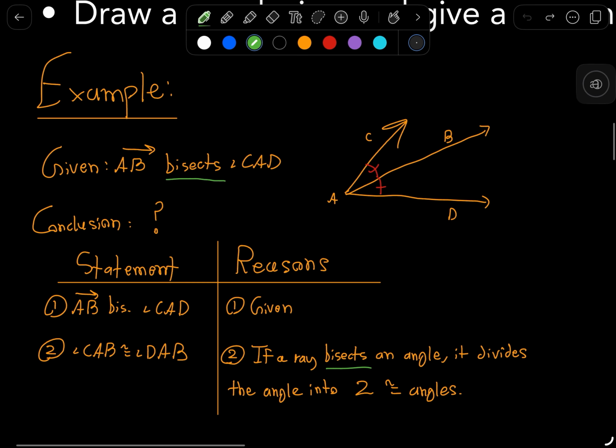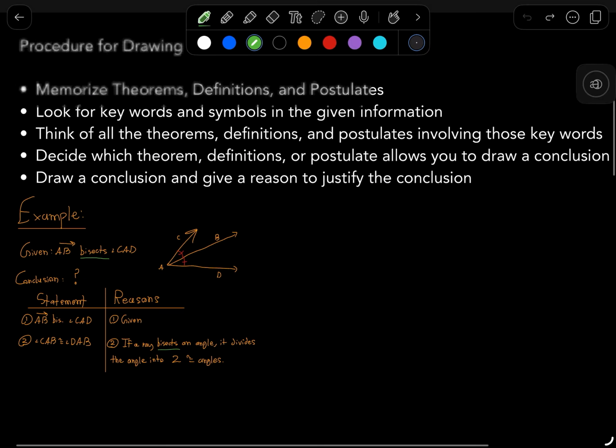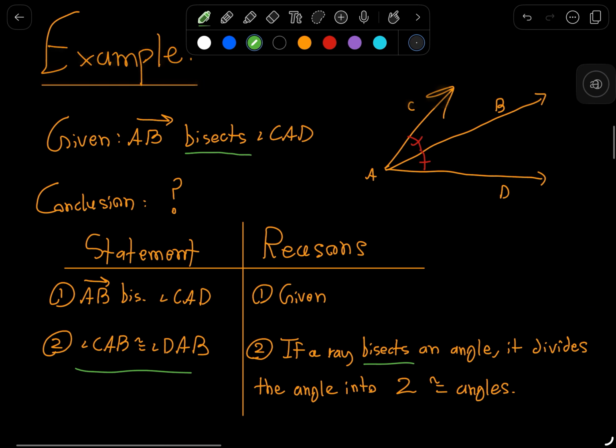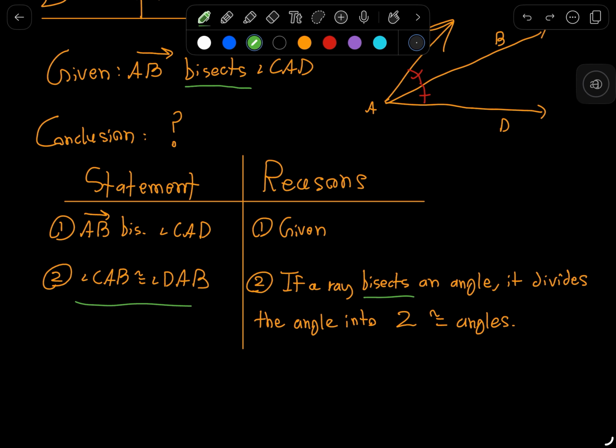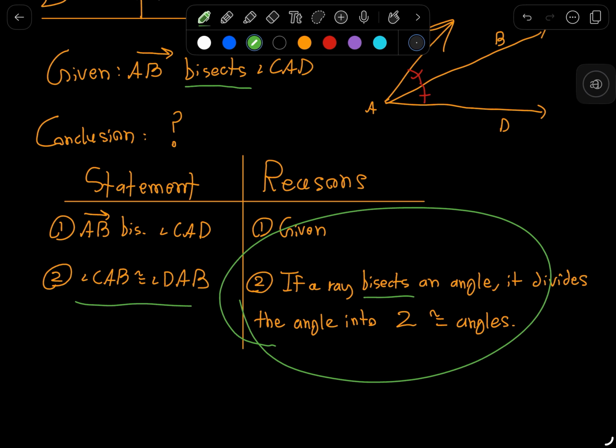The statement you can make is, of course, if a ray bisects an angle, the result is two congruent angles. So that's the conclusion we can logically make. We've drawn that conclusion, which is that these two angles, angle CAB and angle DAB, are congruent to each other. And of course, you write the theorem, which you already know by now because you've done the previous steps: angle bisector.